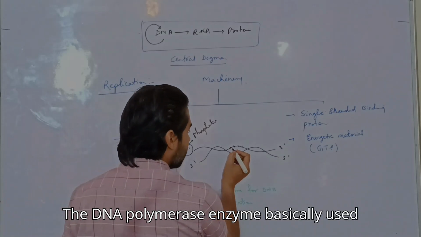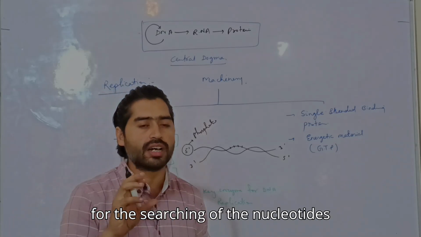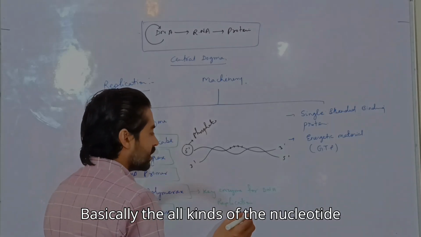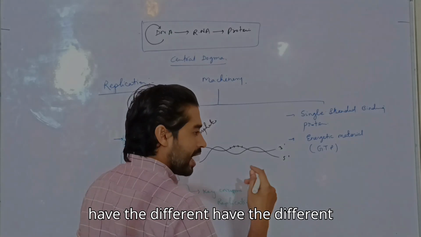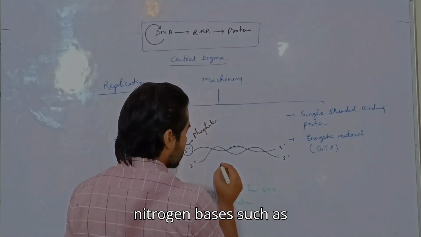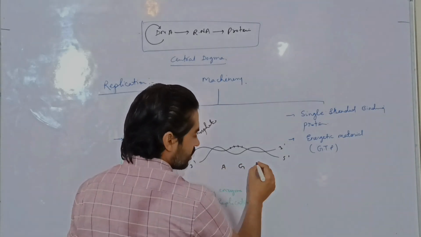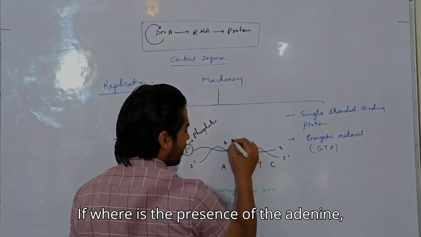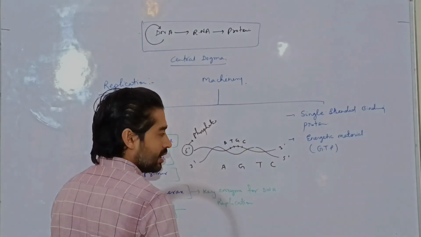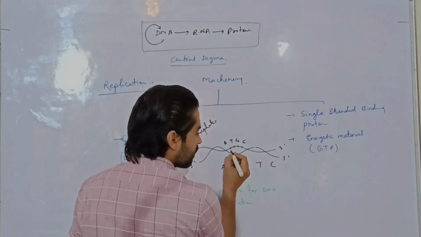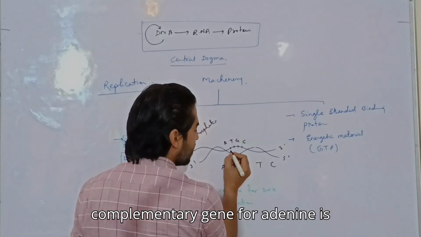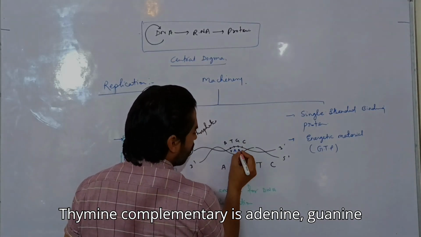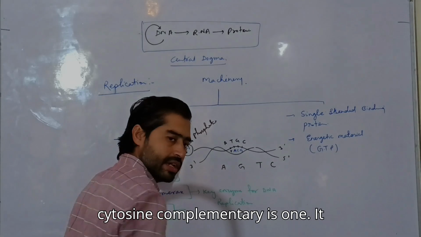The DNA polymerase enzyme is basically used for searching the nucleotides present inside the nucleoplasm. All kinds of nucleotides have different nitrogen bases such as adenine, guanine, thymine, and cytosine. If adenine, thymine, guanine, or cytosine is present, then the new strand will be complementary: the complement of adenine is thymine, thymine is adenine, guanine is cytosine, and cytosine is guanine.